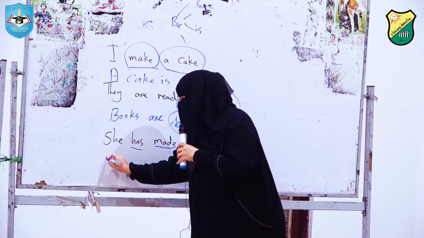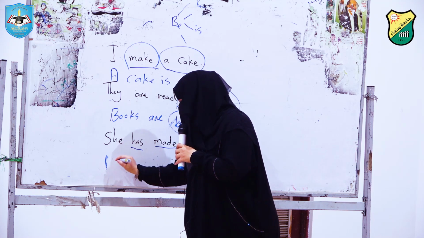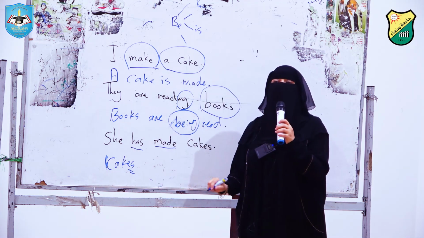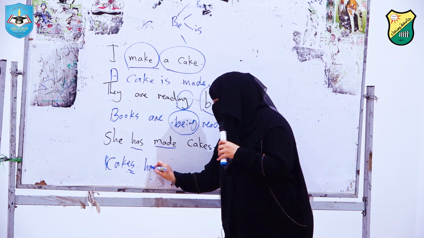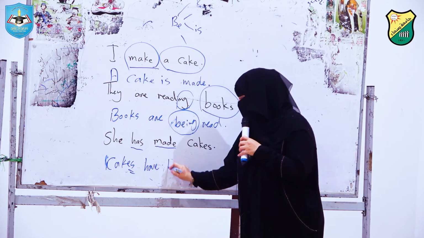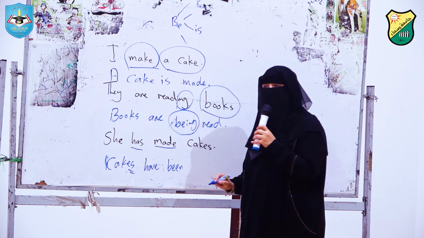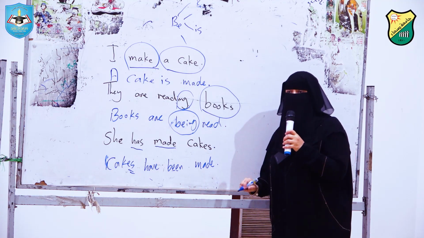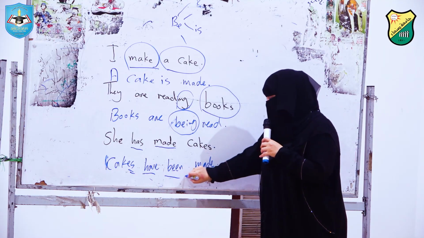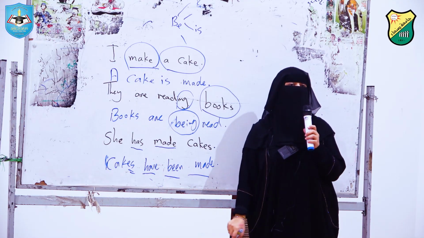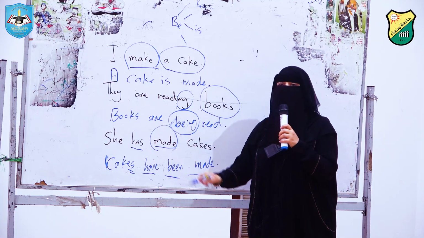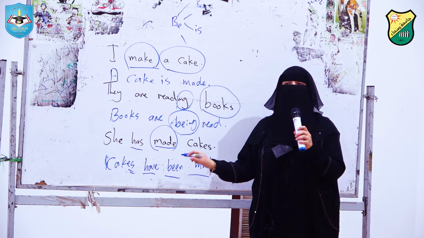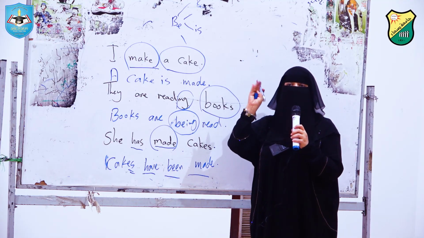So you have here cakes, it's plural. Have been. Okay, so I have been and verb 3 in the main verb. Verb 3. So it's easy. In the present perfect it is easy because the main verb is verb 3.